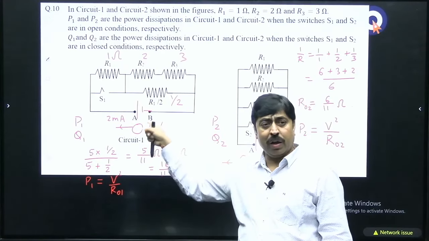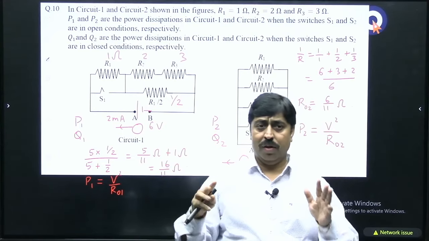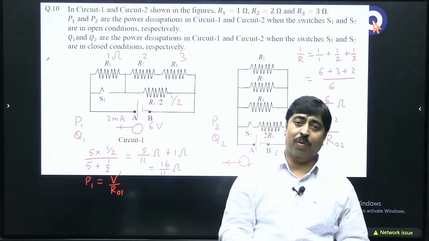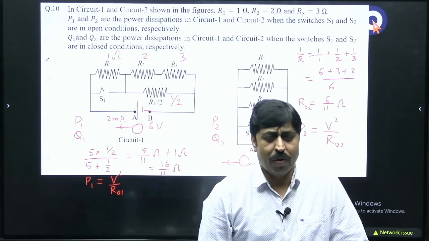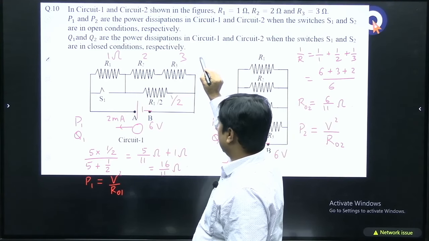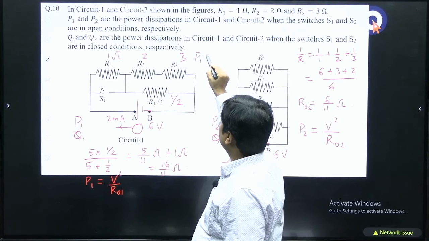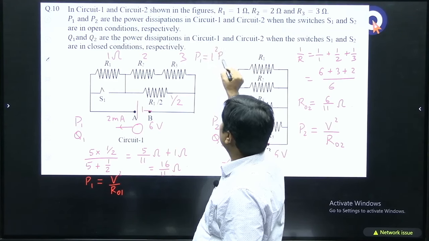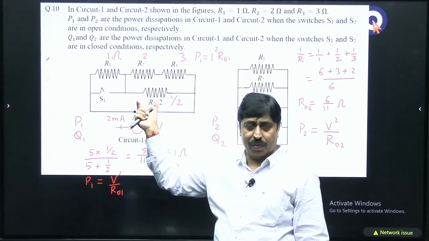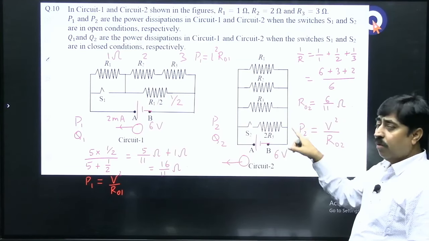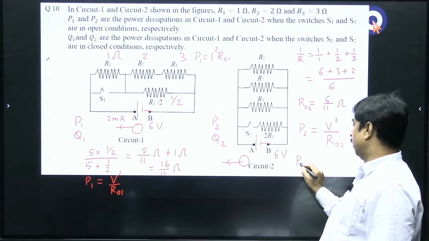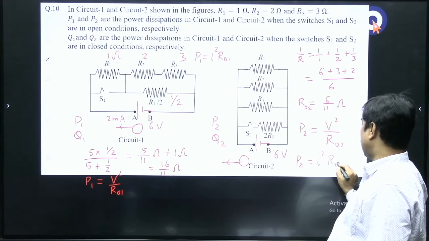When we connect a constant current source, it is not a constant voltage source now, it is a constant current source. Whatever be the value of equivalent resistance, the source is just providing a fixed current of 2 milliampere. The power dissipated here, that means P1, will be I square R01. I is the current, R01 is the equivalent resistance of this circuit. Similarly, what is the value of power consumed in this particular circuit? The answer is P2 is I square R02.